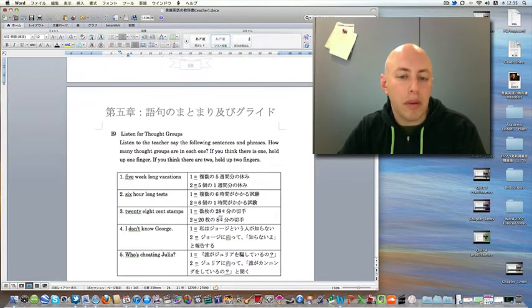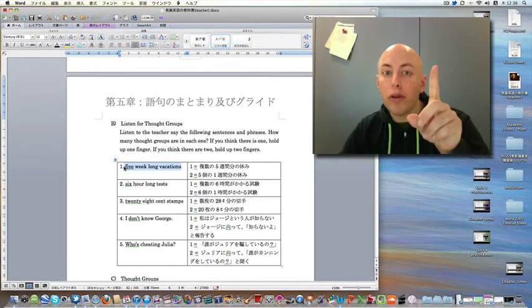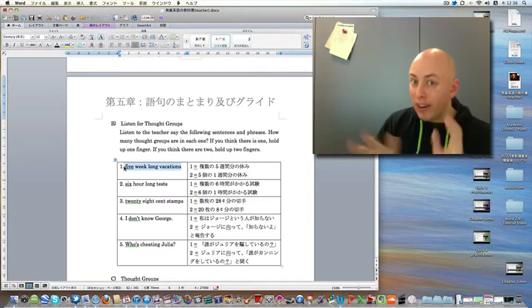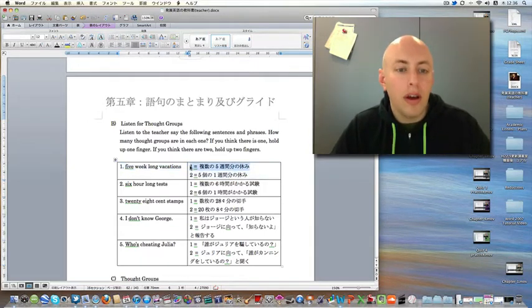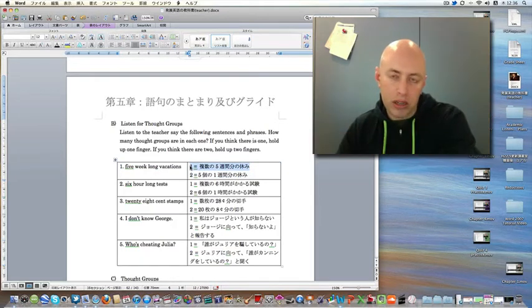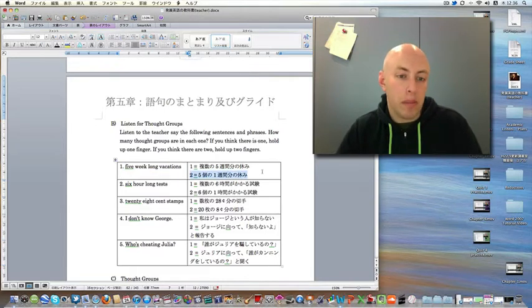So let me give you an example of thought groups, because this is somewhat a nebulous concept. I'm going to say this with one thought group or two thought groups. If I do that, the meaning will change. If I say it with one thought group, "5-week-long vacations," it means fukusu no 5週間分の休み. But if I say the same little phrase with two thought groups, the meaning changes a little. If I say that, the meaning changes to this. So, for example, "5-week-long vacations."